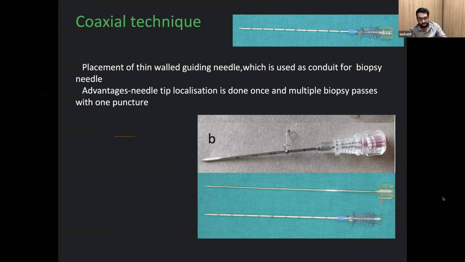So this is known as a coaxial technique. This technique is very useful when we have to take multiple biopsy samples. So we use a coaxial technique.